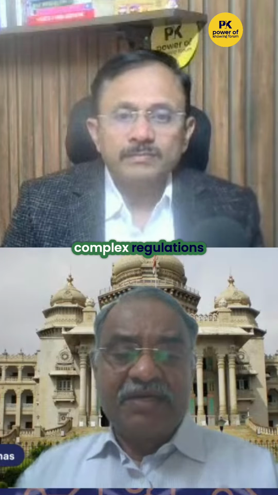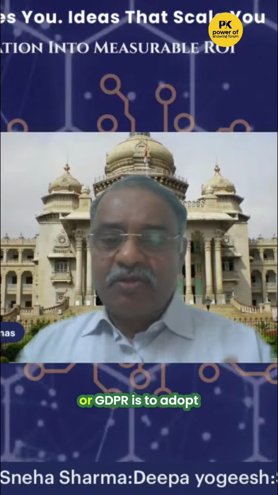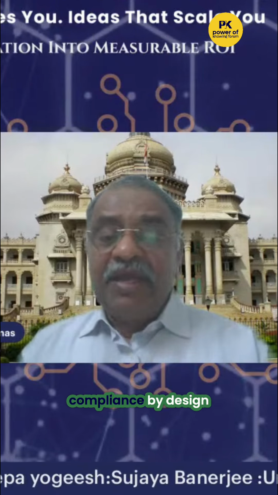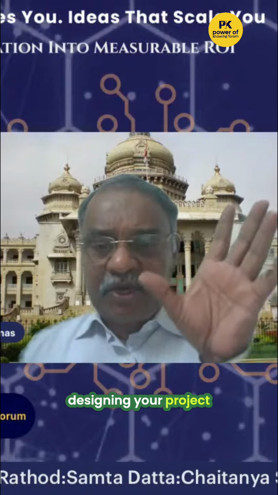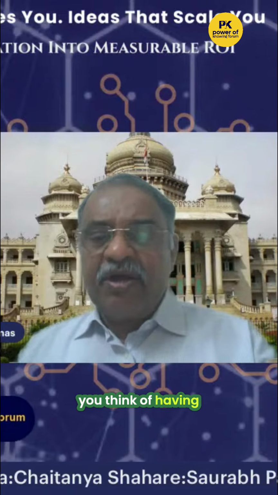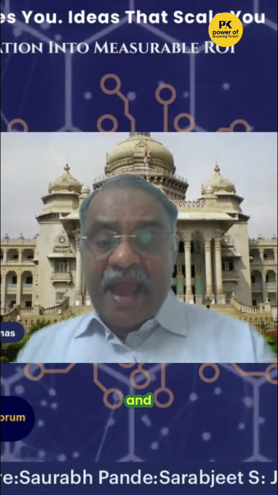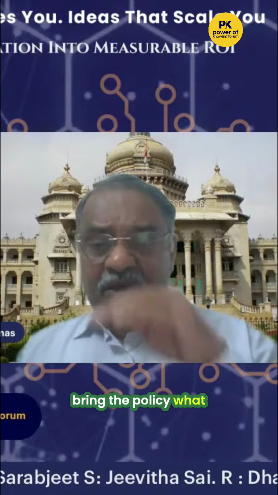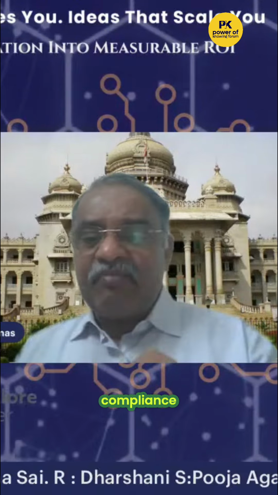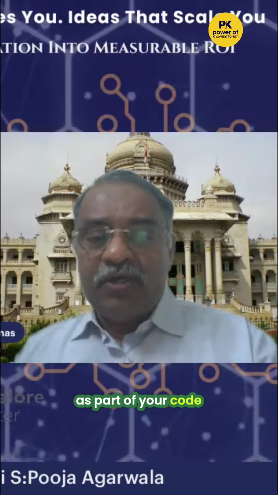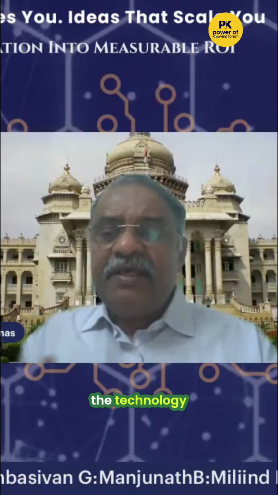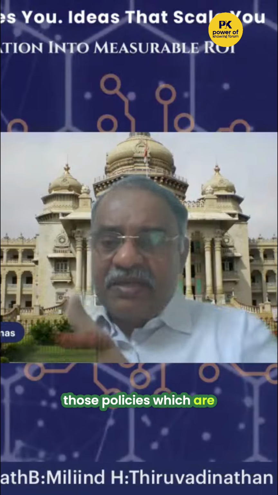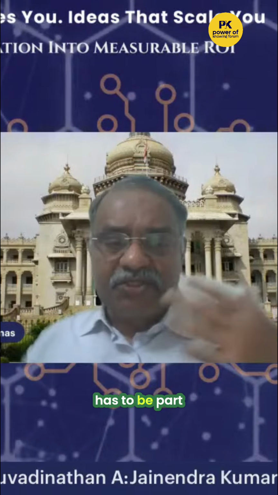The key to align automation with complex regulations like HIPAA, SOC 2, or GDPR is to adopt compliance by design. So while you are designing your project itself, you think of having compliance with that, and bring the policy that is supporting that compliance as part of your code. So when you are writing or using the technology, those policies which are giving you that compliance have to be part of the code.